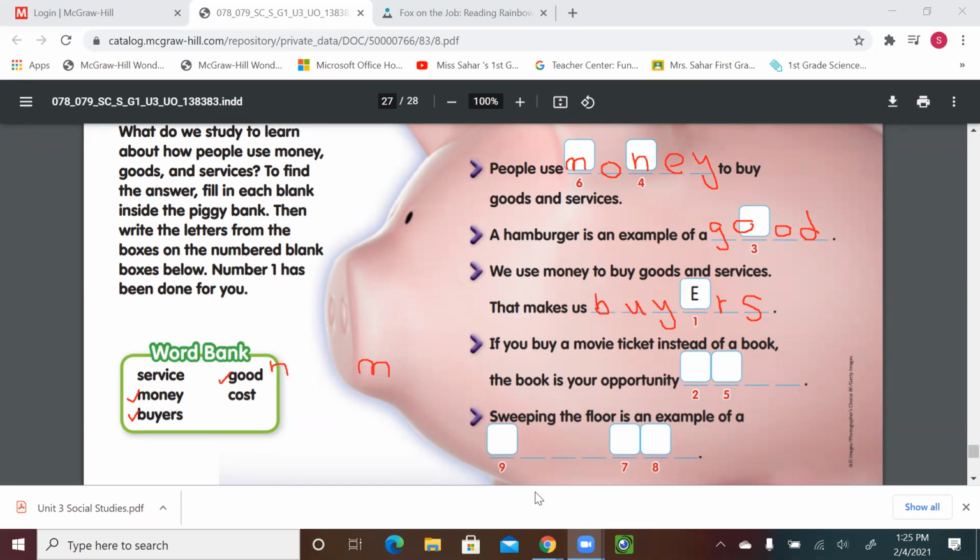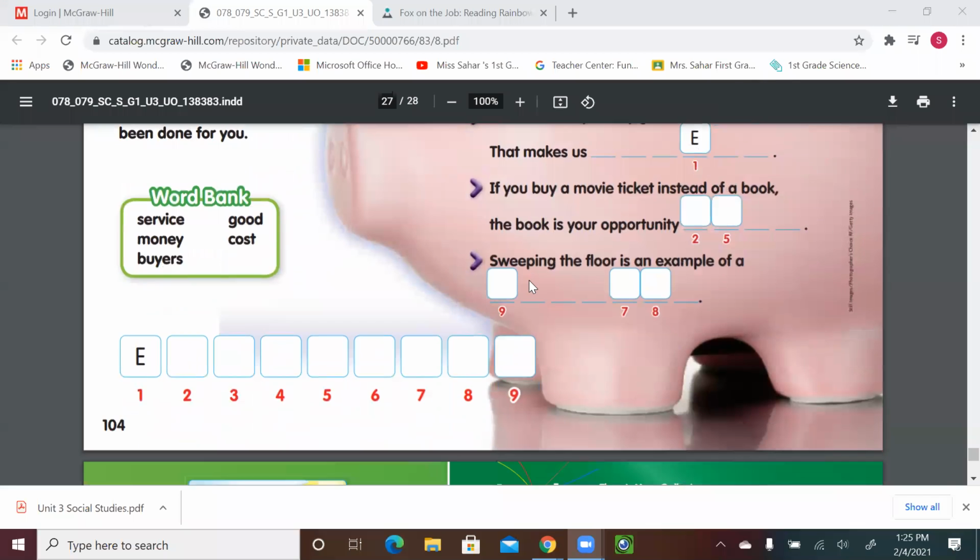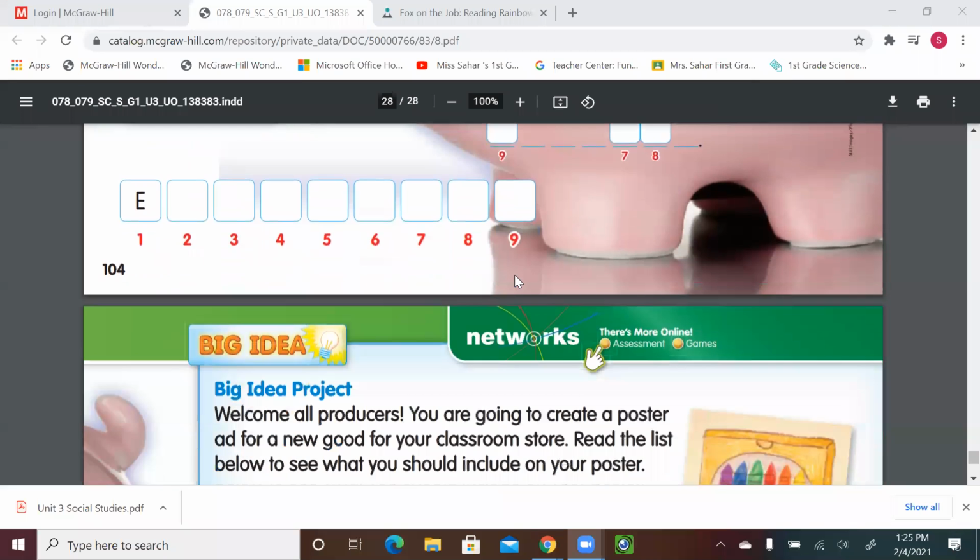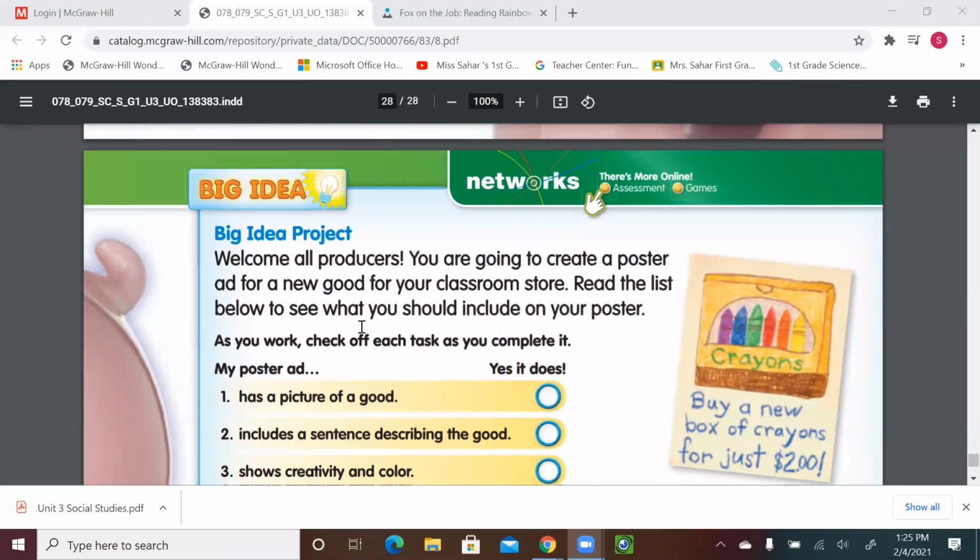Okay. So let's clear everything and then go for this. This is a really fun project. If you like to do it, that would be awesome. All right, the big idea of project. Welcome all producers. You are going to create a poster ad for a new good for your classroom store. Read the list below to see what you should include on your poster. So we have an example here. You're going to make a poster, you're selling something. So what you need to do first, as you work, check off each task as you complete it.